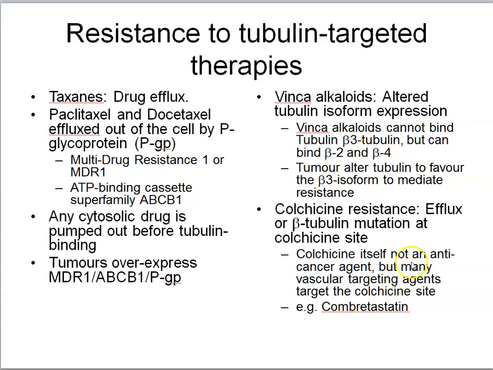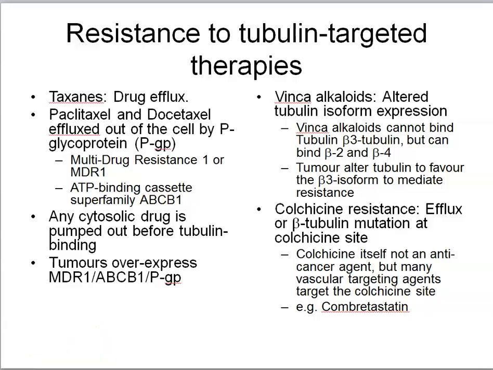Resistance to the colchicine type drugs is a combination of efflux, much like the taxanes, or beta tubulin mutations very close to the colchicine site. Now within this group, the colchicine type drugs, the main drug that has been used recently is the combretastatin drug, or CA4P. This is an anti-vascular drug, and it also has a different resistance mechanism that I'll come into at the end of this session.